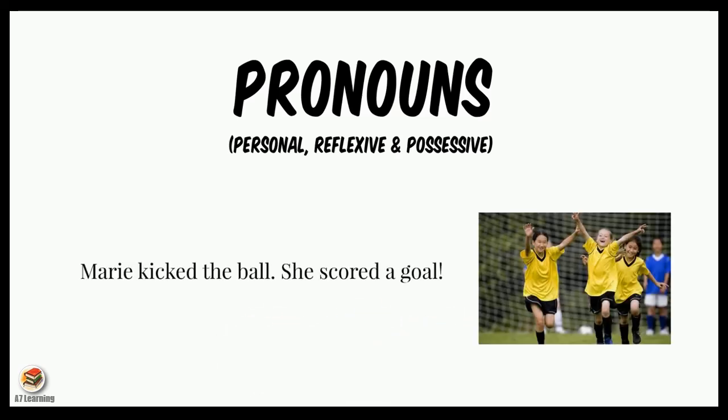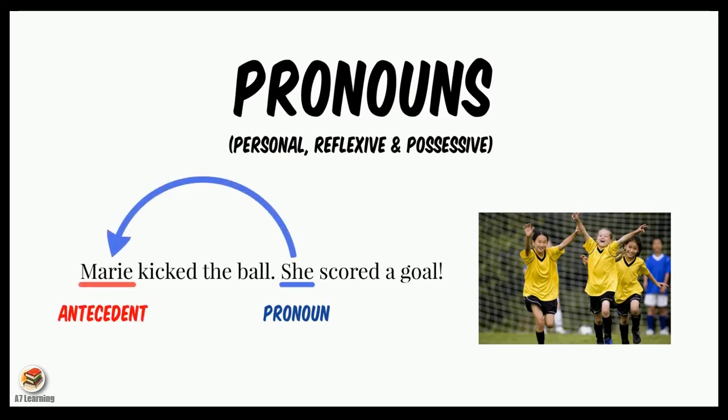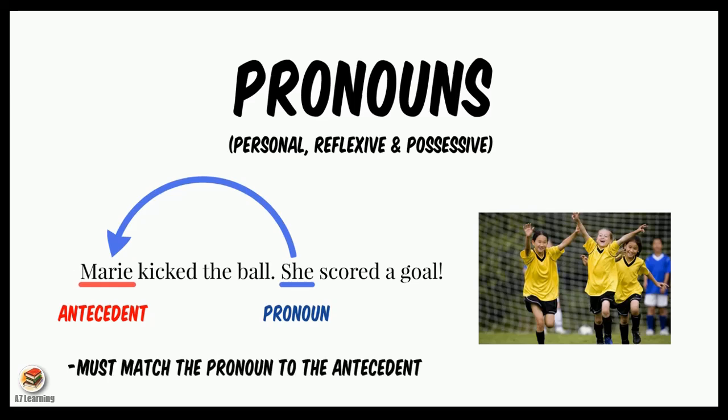Pronouns are words that are used to reference other nouns that have been in previous sentences or are in the same sentence as the pronoun. Here in our example we have, Marie kicked the ball. She scored a goal. Here we have the pronoun she, which refers to Marie. Marie is the antecedent. It's important to note that you must match the pronoun to the antecedent.